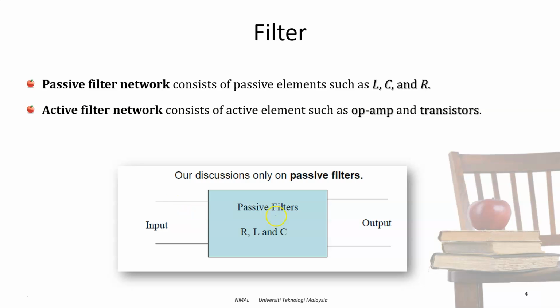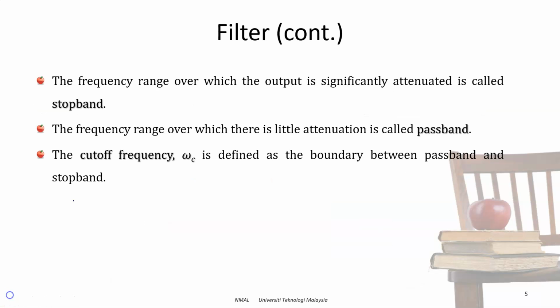Okay, so the basic diagram of the filter, in which we have input and we have the combination of inductor, resistor, and also capacitor to form passive filters, and finally we have output. Okay, and in the next chapter, which is chapter 6, you are going to learn how to construct this passive filter network using the inductor, capacitor, and resistor.